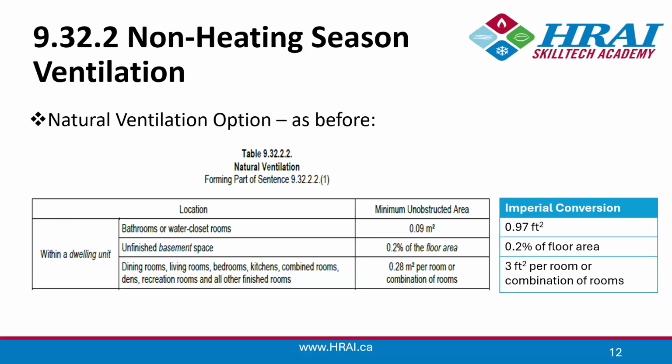So as before, if we were using a table for natural ventilation, you might recall bathrooms and water closet rooms needed to have, and I use the imperial numbers, 0.97 square feet. Unfinished basement was 0.2% of the floor area. And then all the other finished rooms for habitable purposes were 3 square feet per room or combination of rooms. So we had that table, and that's still all in effect. When we're talking natural ventilation, we're talking about windows and doors that open to the exterior and how big those openings are.